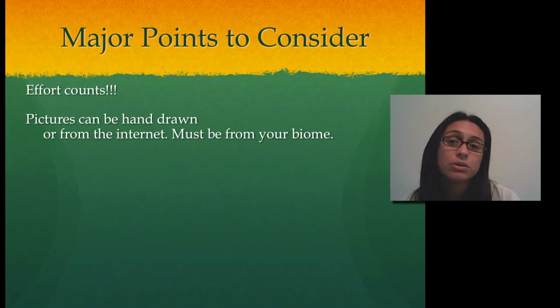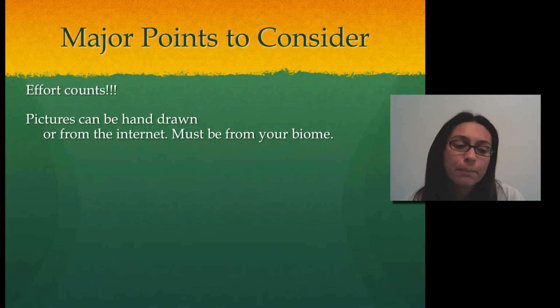The pictures that you get of plants and animals must be relevant to your biome. So for example, if you're doing a desert, you shouldn't have penguins and polar bear pictures. Okay? It has to be pictures that pertain to the biome that you have chosen. Also, you cannot have pre-created stuff from the internet.